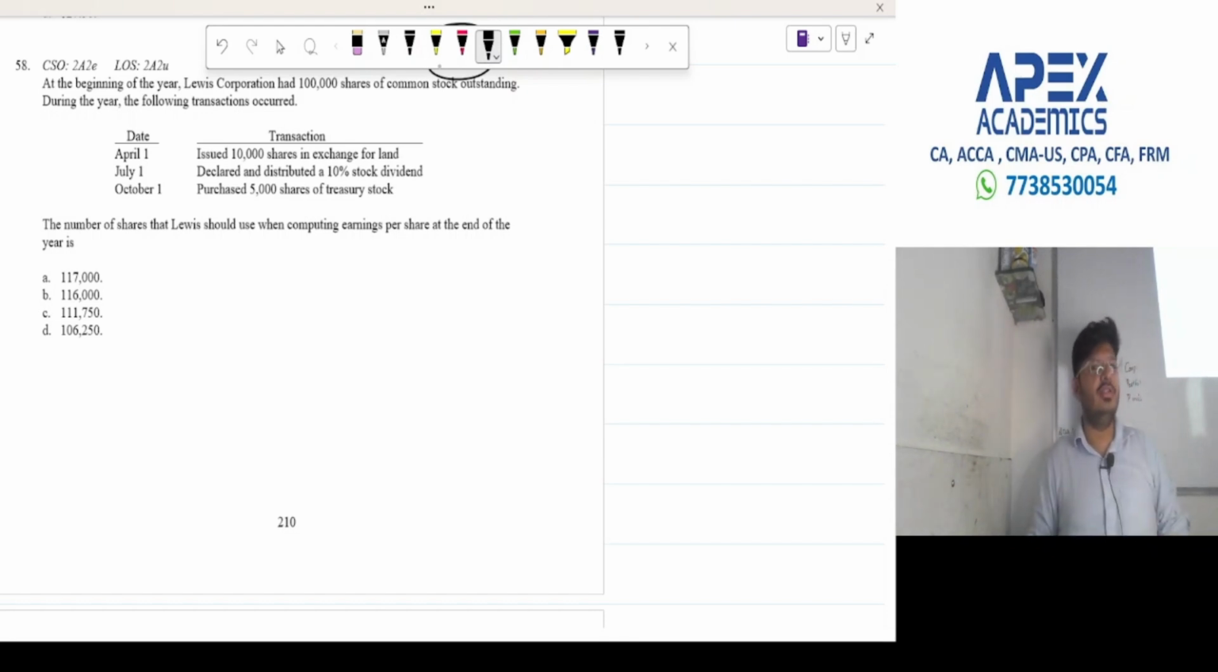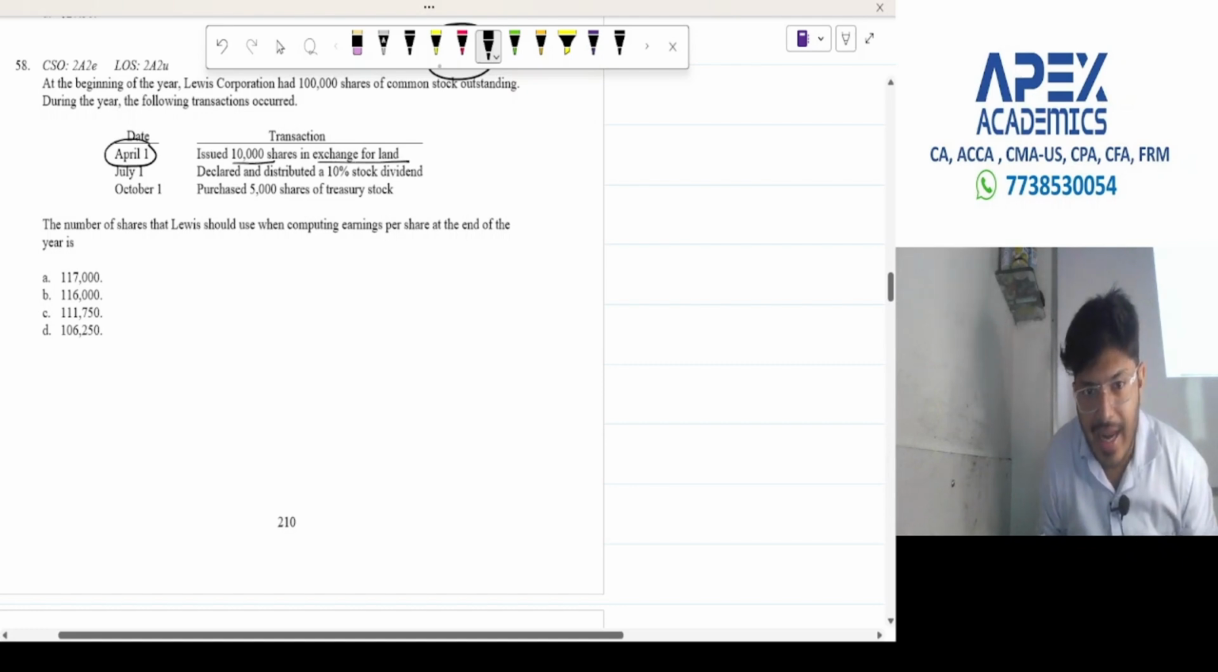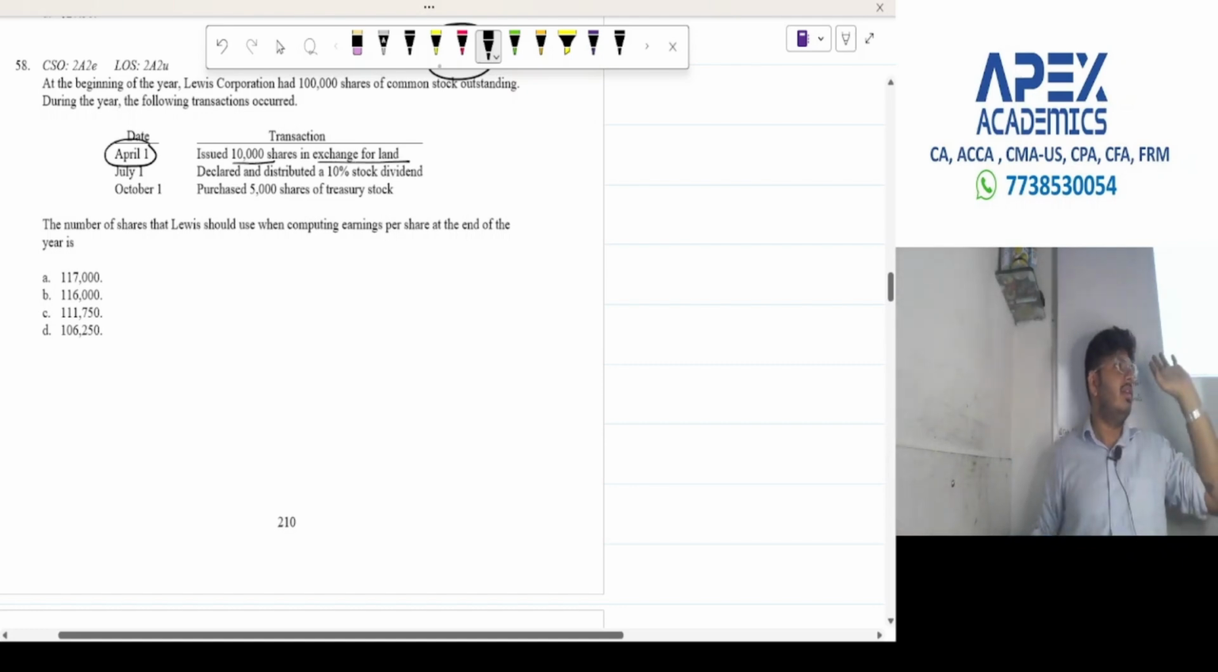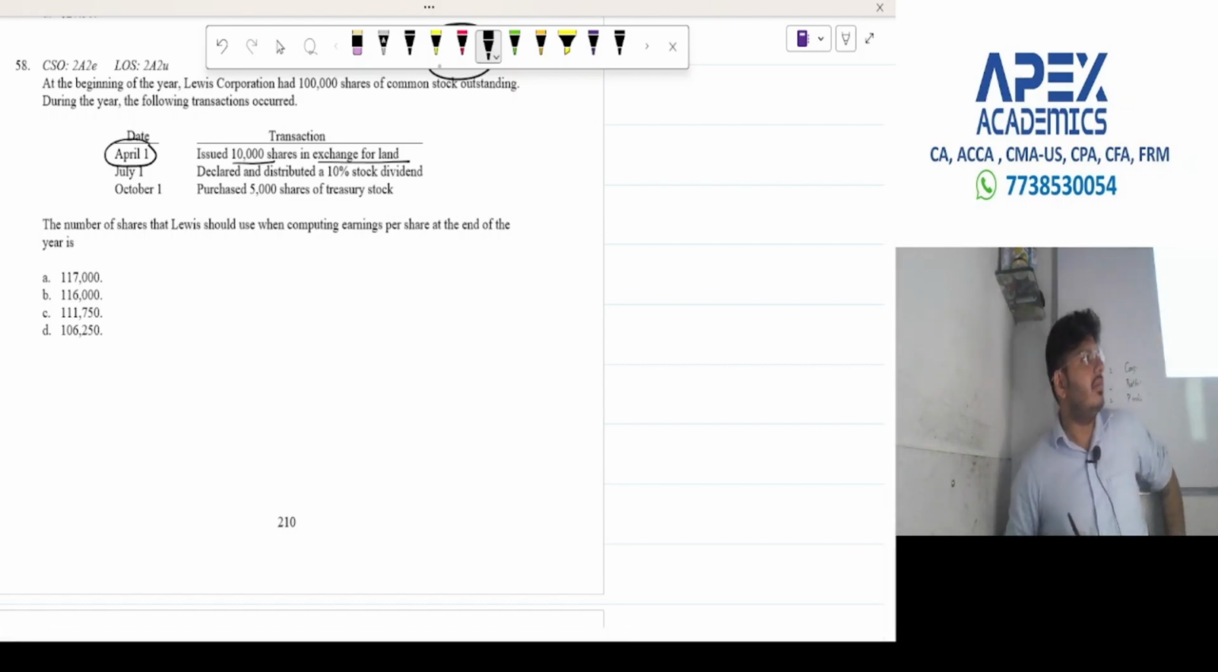Now let's pay attention to this. At the beginning of the year, Lewis Corporation had 1 lakh shares of common stock outstanding. Opening balance. Sir, first movement is happening on 1st of April where you have issued 10,000 shares in exchange for land. Sir, something is coming into the company. Yes, a parcel of land is coming. I'm getting a land parcel.